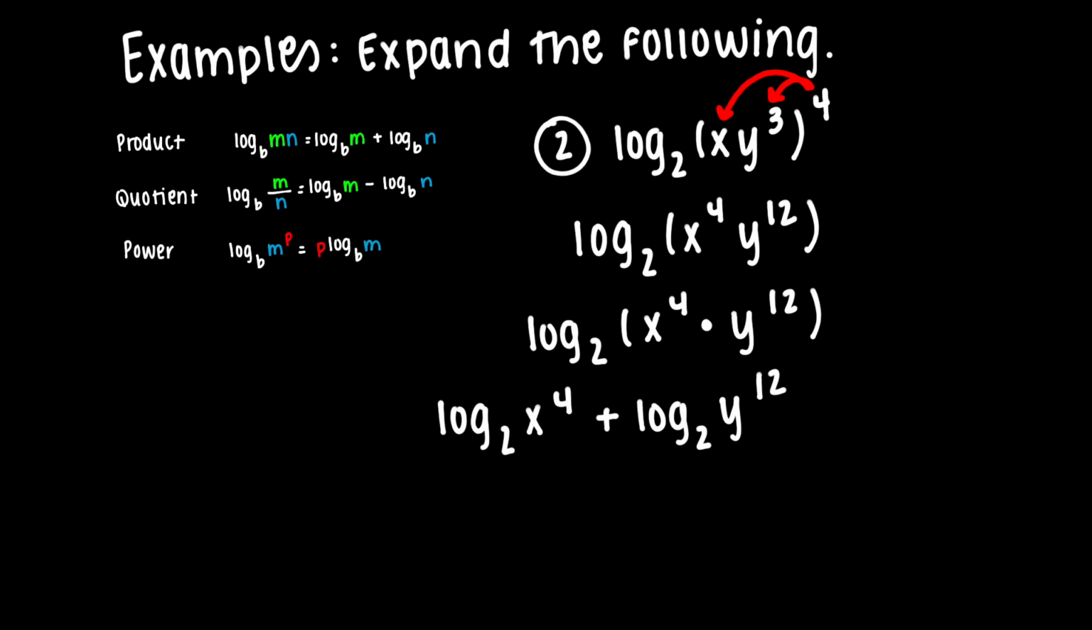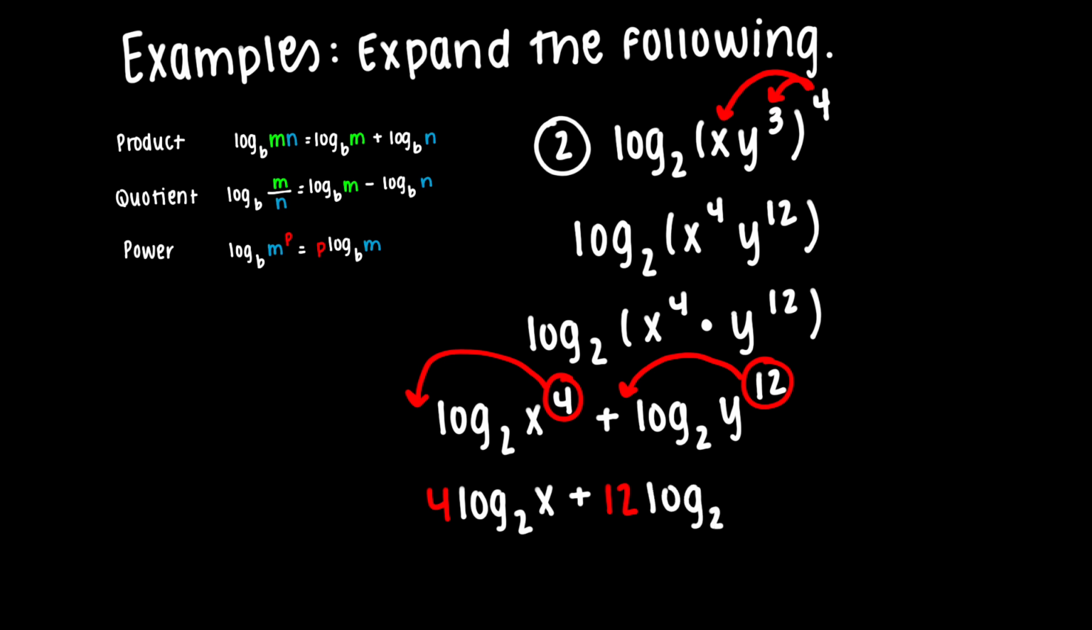Now, just like the previous example, I'm not done yet because there are exponents in my answers. So remember, we're going to take those exponents and they're going to go directly in front of the log that they're touching. So I'm now going to have 4 log base 2, and since the x to the 4th lost its exponent, it's just x, plus that 12 is going to come in front as well. And then I have log base 2 of just y. This log has now been expanded and you are done.